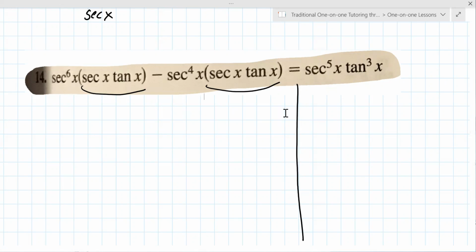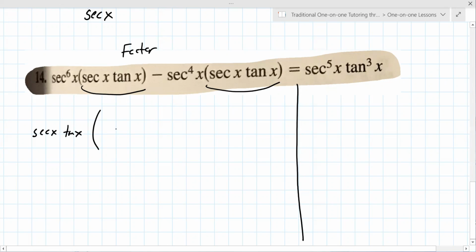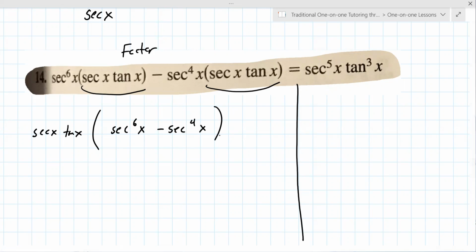That will actually make it no more helpful. Generally you want to factor. So you factor out secant x, tangent x, and that leaves you with secant to the 6th x minus secant to the 4th x. Now, we haven't really made it any better, but we'll keep going here.